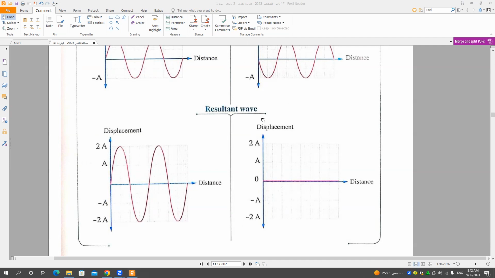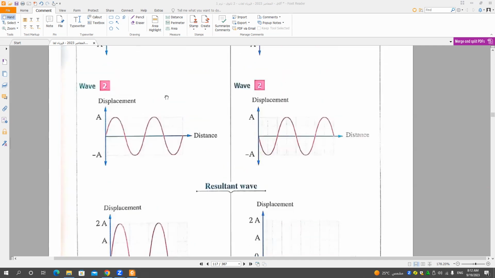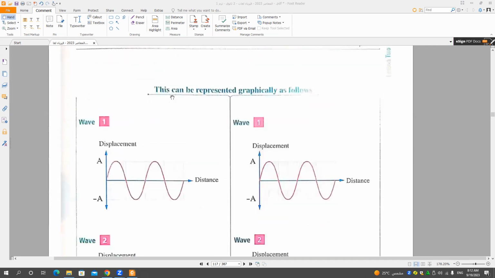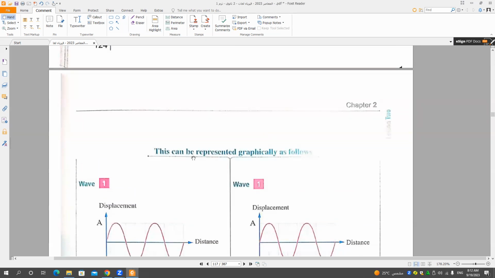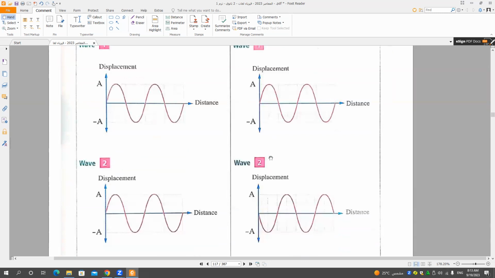Again, we have two types of interference of waves. The first type is constructive interference, and the second type is destructive interference.